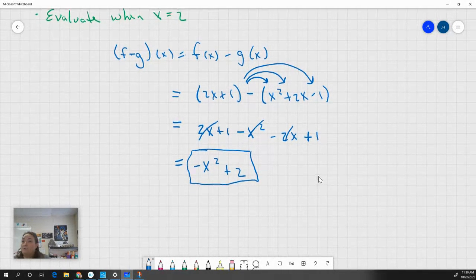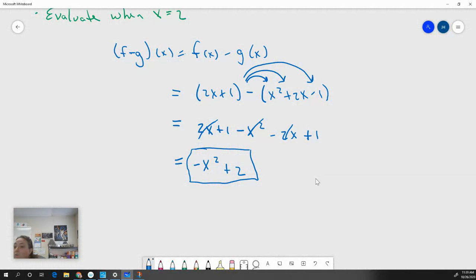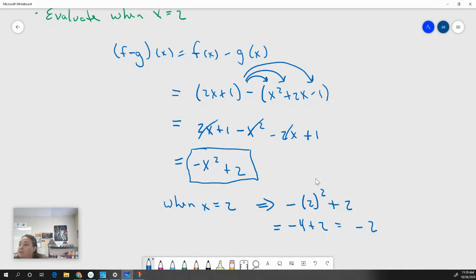But what we're asked to do also is evaluate when x equals 2. And so when x equals 2 means that wherever we have an x in this solution, we are just going to plug in 2. So we have minus x, well, that's minus (2) squared plus 2. I always put in parentheses what it is that I'm inputting to remind myself that is the part that's getting squared, right? This minus isn't getting squared. It's just the x that's getting squared, right? And so when I go to solve this, I'm going to have 2 squared. Well, that's 4. So I have minus 4 plus 2 equals negative 2.